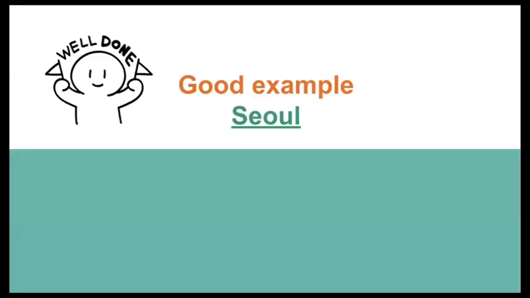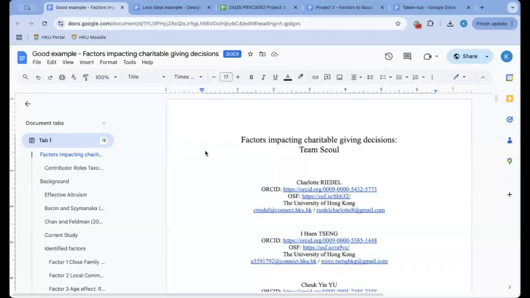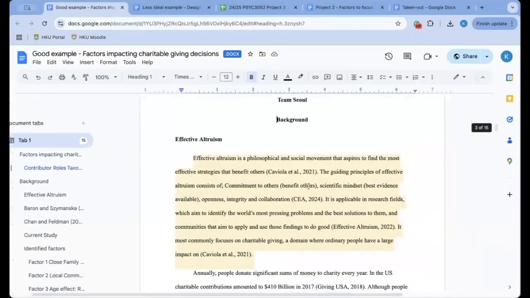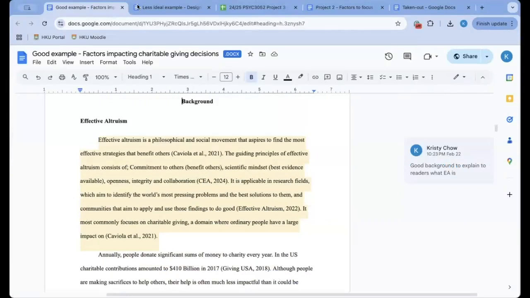On to the good example from last semester. Let's skip straight to the background. When I'm going over the examples, I'm just going to briefly comment on areas that they did well or might not have done well. I'm not going to read out the highlighted paragraph. Just make sure that you go through these examples and read the highlighted parts in your own time.